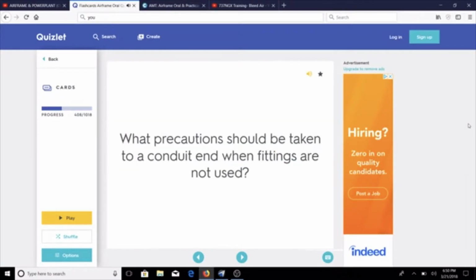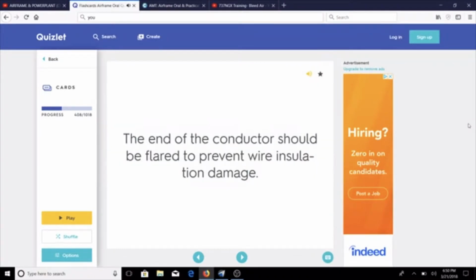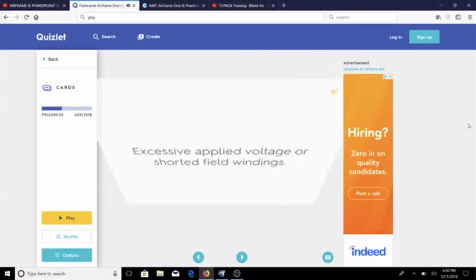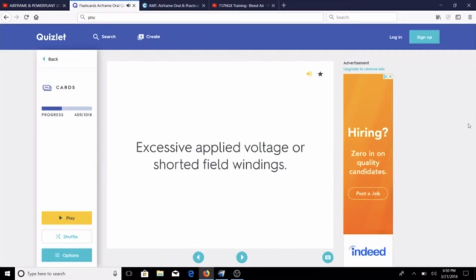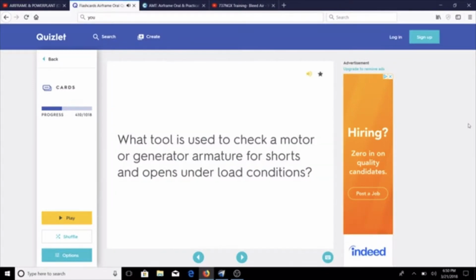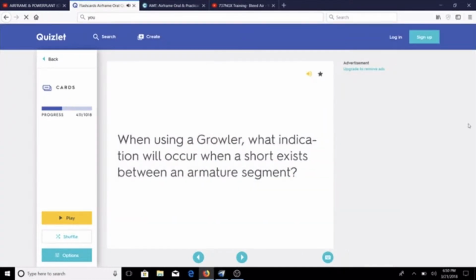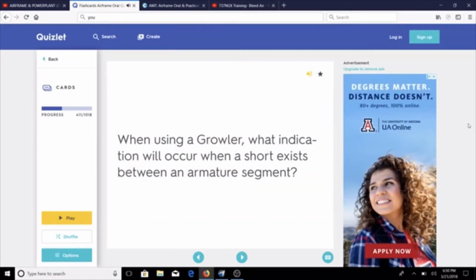What precautions should be taken to a conduit end when fittings are not used? The end of the conductor should be flared to prevent wire insulation damage. What could cause an AC electric motor to run too fast? Excessive applied voltage or shorted field windings. What tool is used to check a motor or generator armature for shorts and opens under load conditions? A growler.